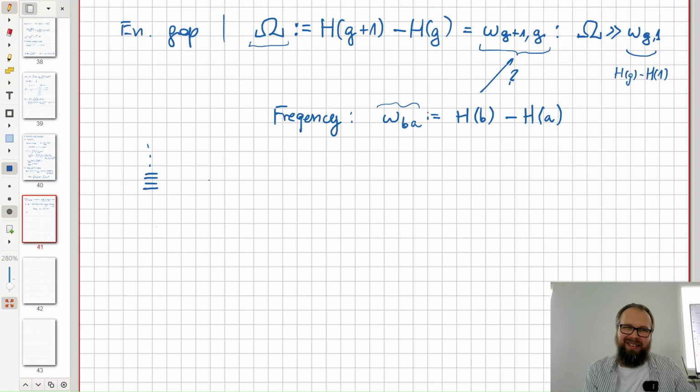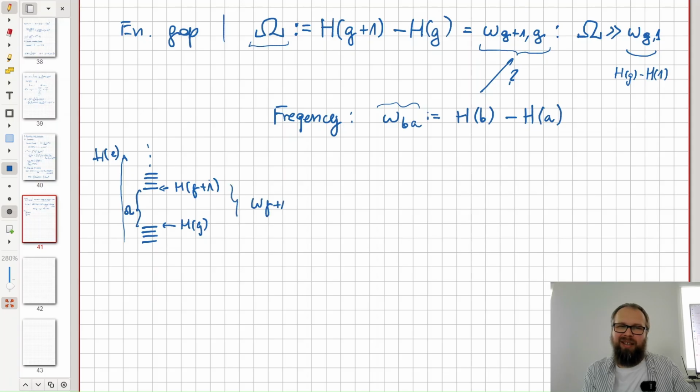Yes. So the picture we're having is something like this. It's like two energy manifolds. H of E, okay, and this would be E G plus 1. This is E G, okay, and this distance here, this is capital omega, also known as omega G plus 1, comma G.